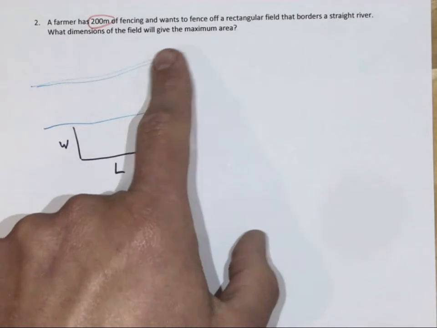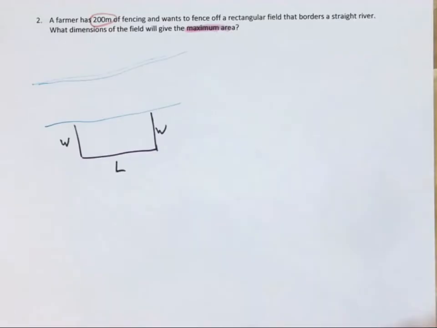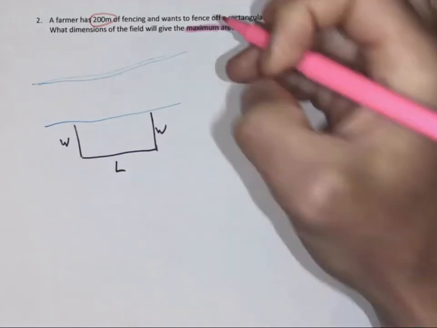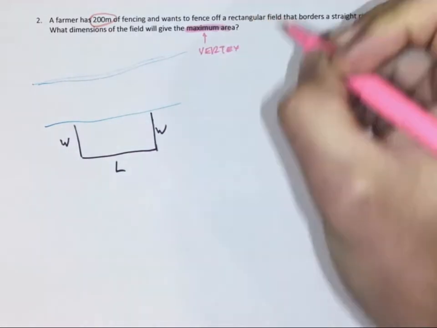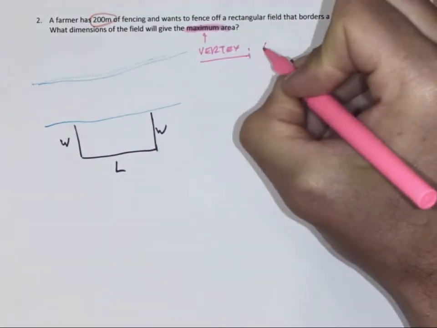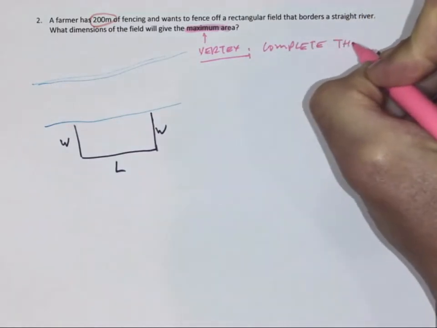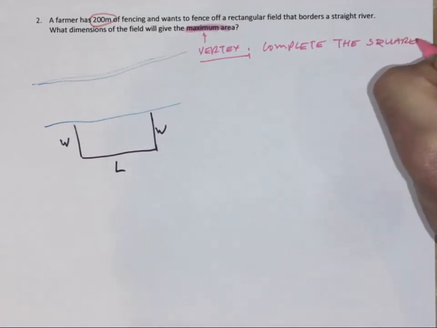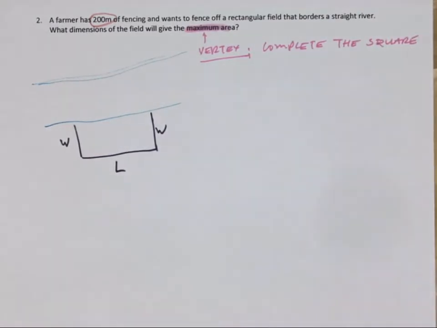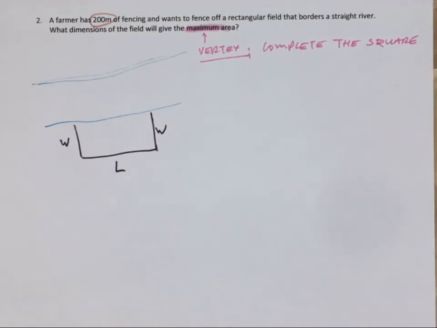What dimensions will make the maximum area? As soon as I see the word maximum, I know that's vertex. I think about a max or a minimum, so I want to think about vertex form, which means complete the square. That is one way to solve it. There are other ways, but that might be the best use of the skills that we have.